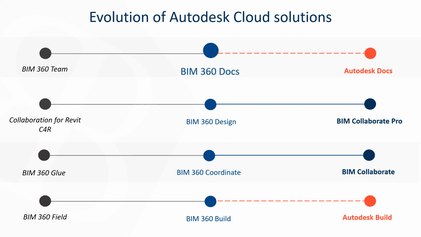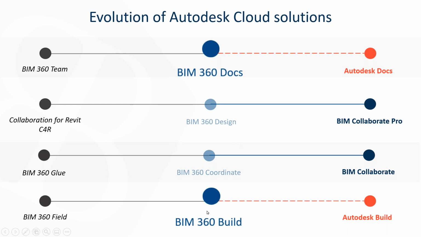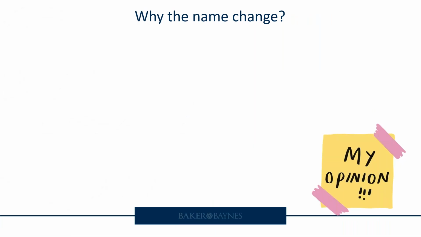Important to note in this that BIM 360 Docs and BIM 360 Build is not going away. The reason why there's a red line is these products are not being replaced by Autodesk Docs and Autodesk Build, but it's an extra new piece of technology that is similar to the one before, but not a replacement. Whereas BIM 360 Design and BIM 360 Coordinate, which has moved to BIM Collaborate and BIM Collaborate Pro, is a new next generation version of that product. So if you're currently on BIM 360 Docs or BIM 360 Build, don't worry, I will explain the changes and how it affects you.